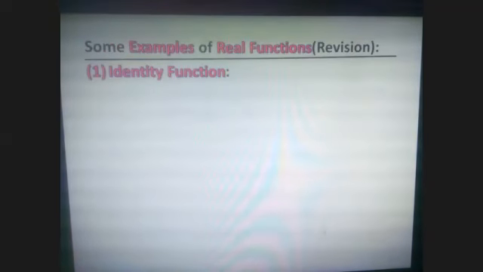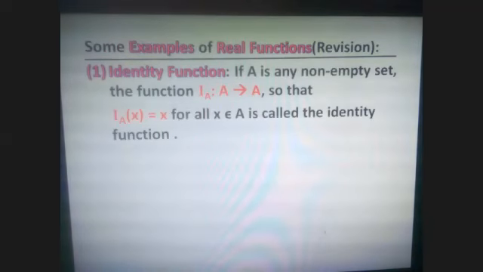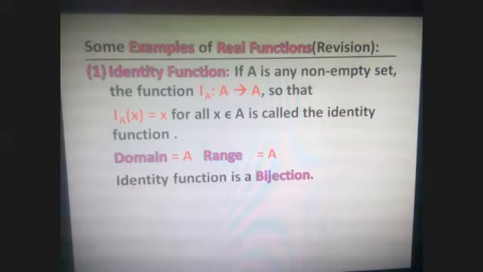Well, some examples. This is revision. You have done it in 11th. Let us take the identity function. What is an identity function? If it is from A to A, I call it I_A. I_A of x is x for all x. You know it. I don't need to spend much time. Domain is A, range is A. It is a bijection.